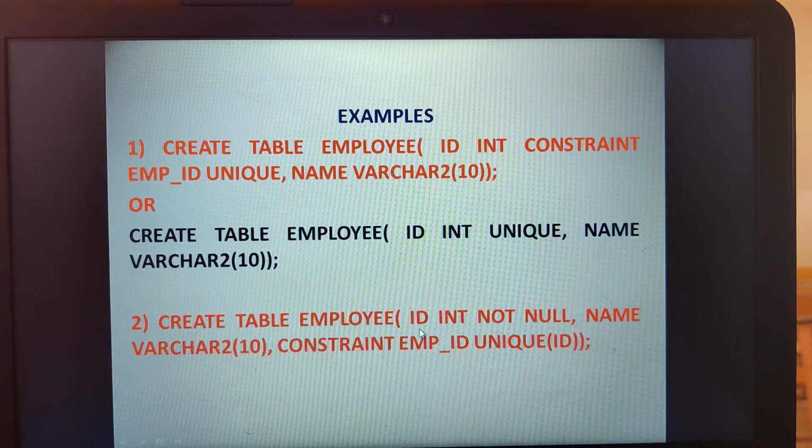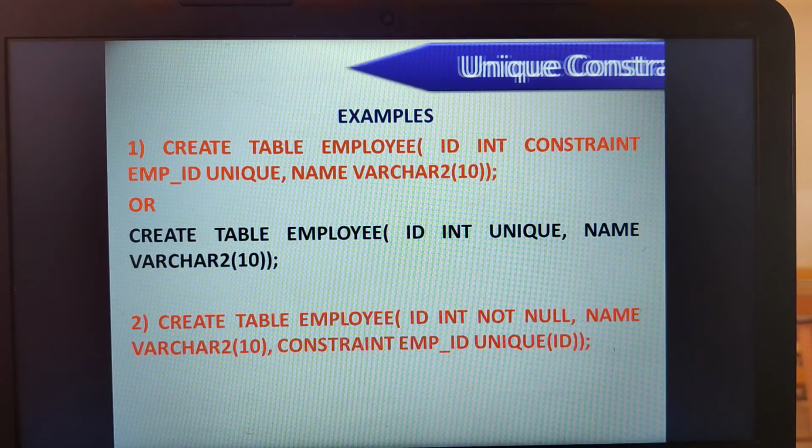That means ID is having two constraints. It should not have null values, plus it should also have unique values. That means ID cannot accept null values, plus whatever values are there should be distinct. I hope you are able to understand.